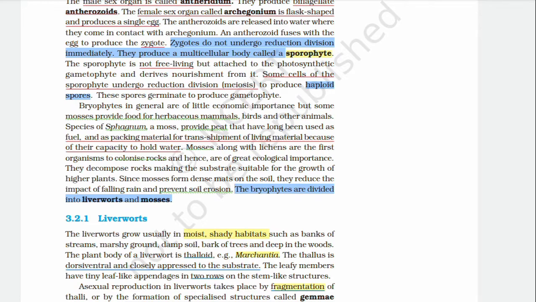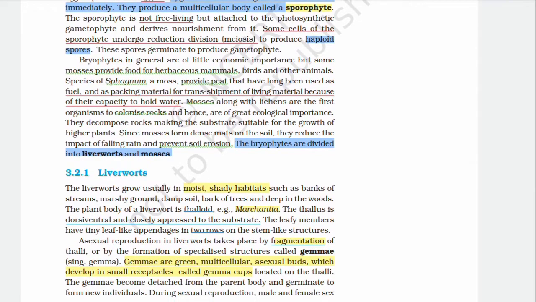And the species sphagnum, you see sphagnum is a moss, will provide peat that is used as fuel and as packaging material for transshipment of living material. That is, they have the capacity to hold water. And mosses, along with lichens, are first to colonize rocks. That is, they help in plant succession. And they form a mat-like thing in the soil so that they prevent soil erosion. As the rain falls, they form a mat-like structure and reduce the soil erosion.